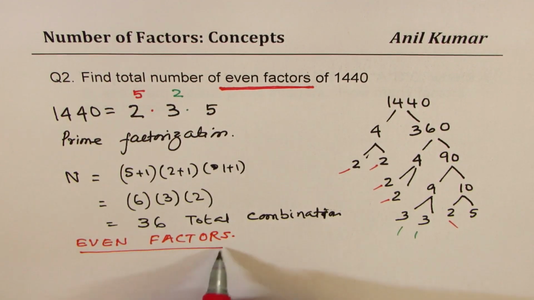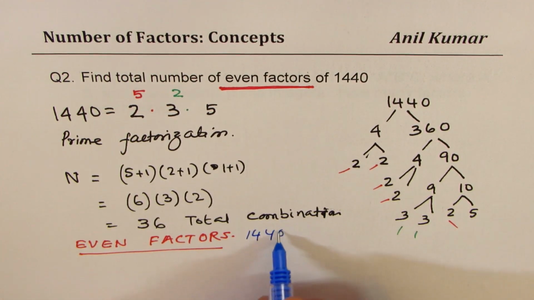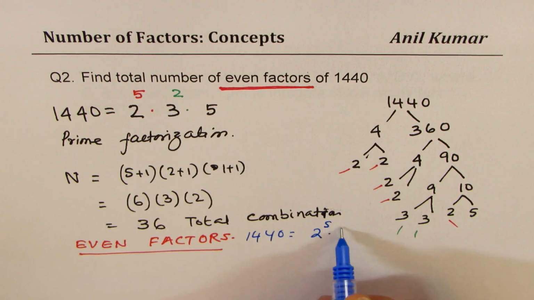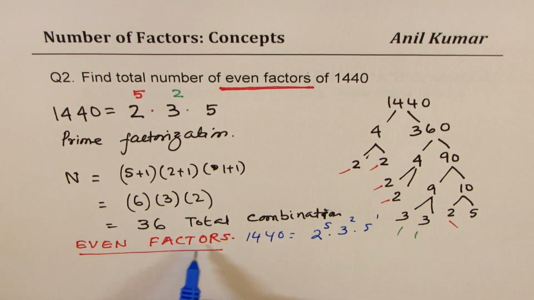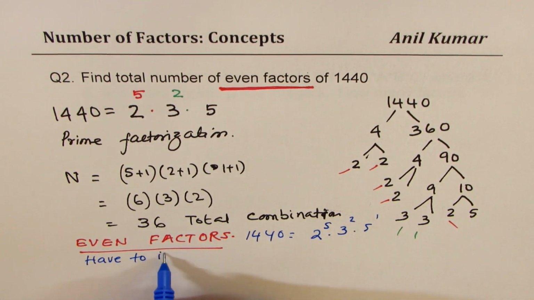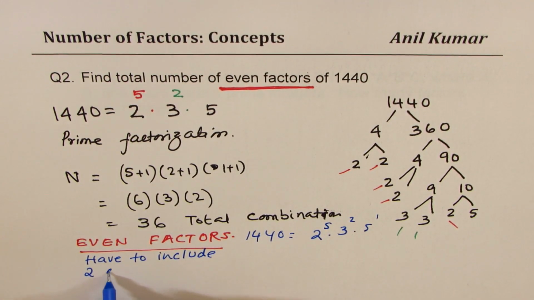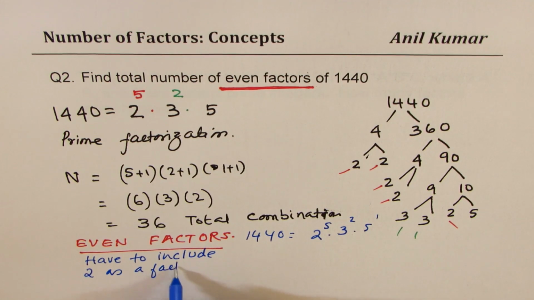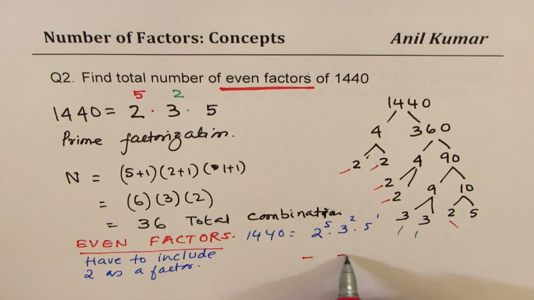So for even factors, let me rewrite this number once again. We had 1440 equals 2 to the power of 5 times 3 to the power of 2 times 5 to the power of 1. Now, if I have an even factor, I have to include 2 as a factor. So the choice of not including is not there for 2, right? So we have limited choices. So for 2, we have to include.